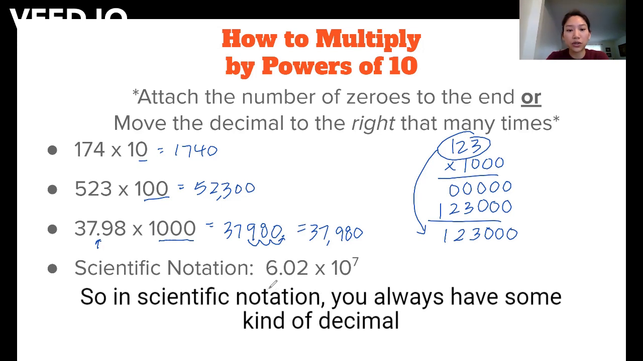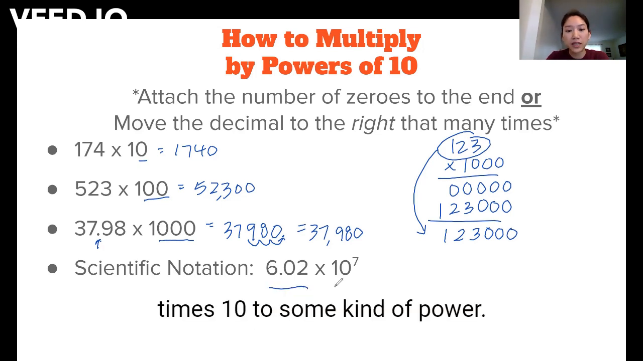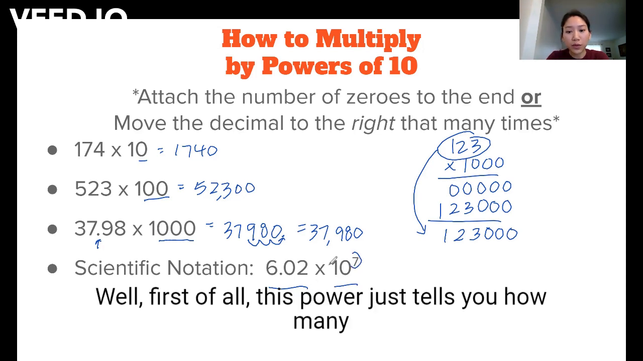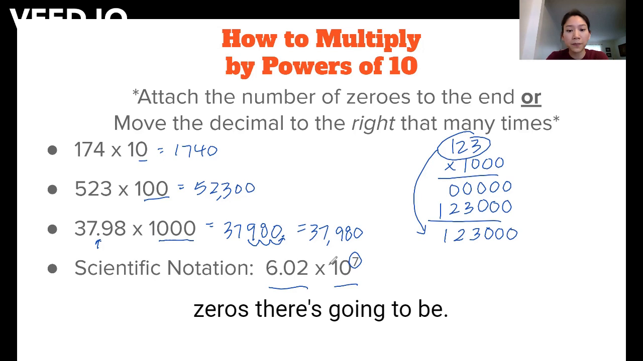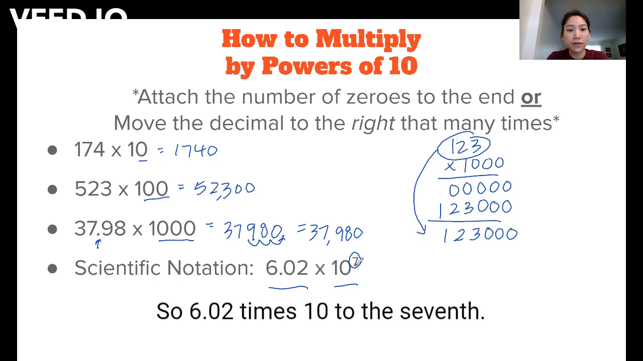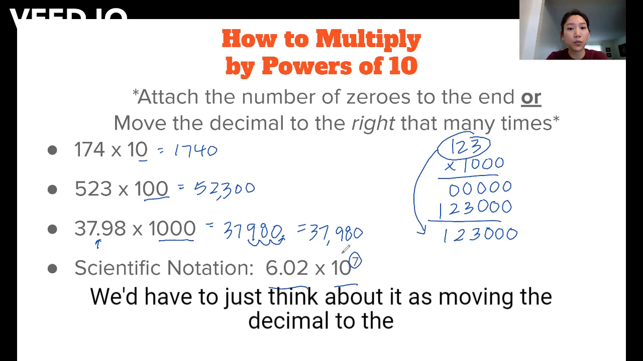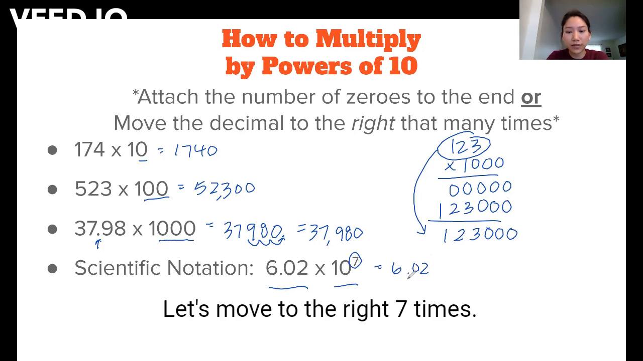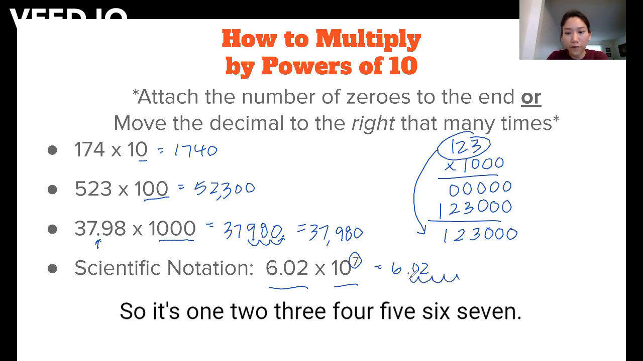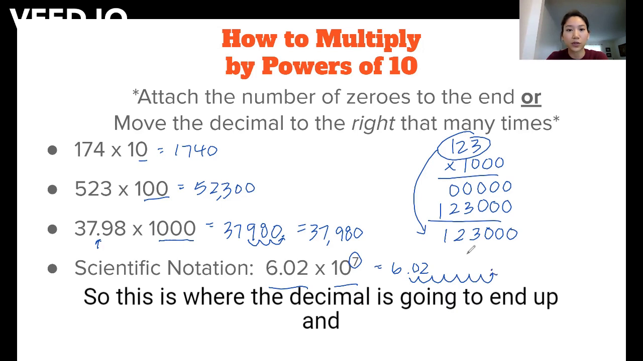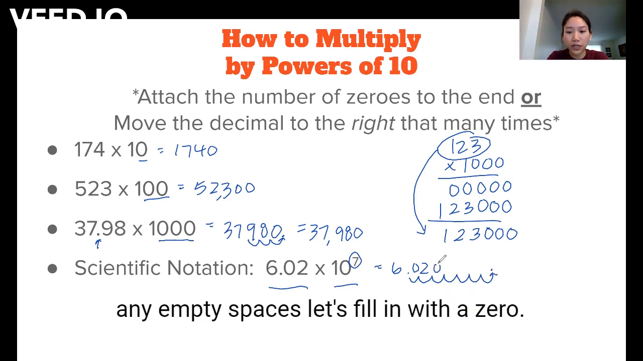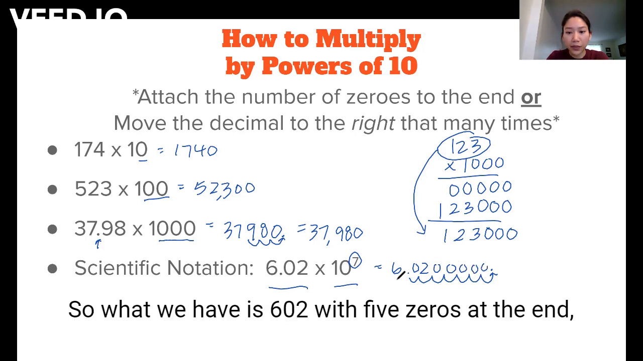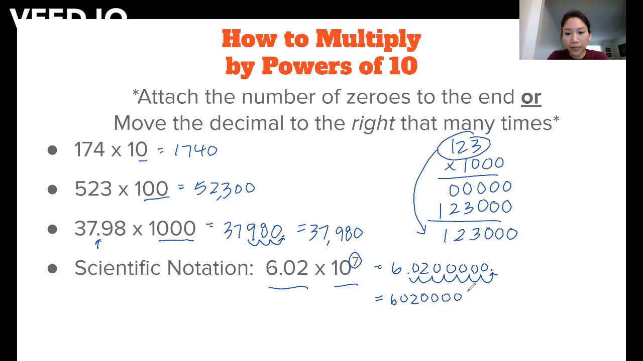So in scientific notation, you always have some kind of decimal times 10 to some kind of power. Well, first of all, this power just tells you how many zeros there's going to be. So 6.02 times 10 to the 7th, we'd have to just think about it as moving the decimal to the right 7 times. So we have 6.02, let's move to the right 7 times. So it's 1, 2, 3, 4, 5, 6, 7. So this is where the decimal is going to end up. And any empty spaces, let's fill in with a 0. So what we have is 602 with 5 zeros at the end, which gives us 60,200,000.